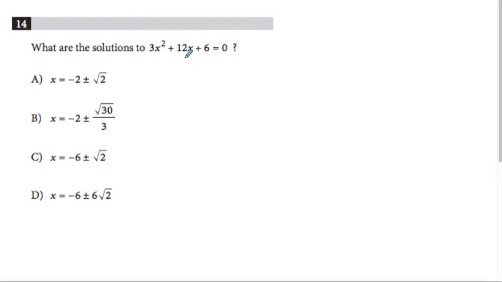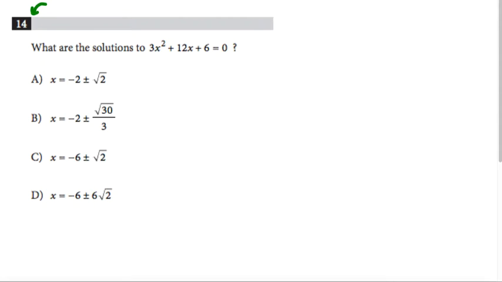All right, so that question in the book says it's number 14, so it's Math Non-Calc. We're at the point where these last two questions before they move on to the free response are usually the harder ones. So I don't want you to think that this is just an easy problem, although it doesn't have to be hard. What are the solutions to 3x squared plus 12x plus 6 equals 0?